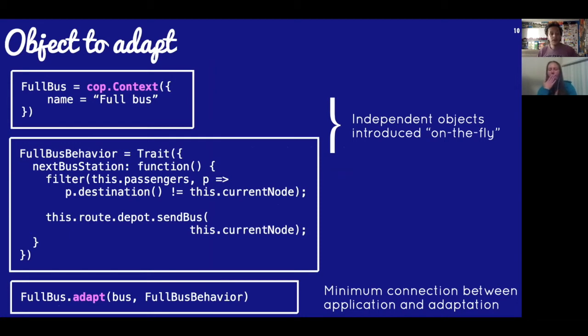Additionally, note that the first two definitions, the context object definition and the behavior associated to that context, are defined as independent modules from each other and from the application. This allows us to introduce these adaptations on the fly, which will give us more dynamicity in the system. And the last part, that adapt method that we're using, is the minimum connection we need to plug the adaptation, so to make sure that the adaptations do affect the application.